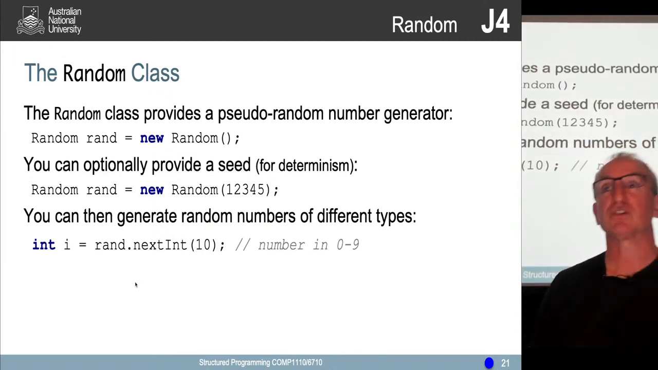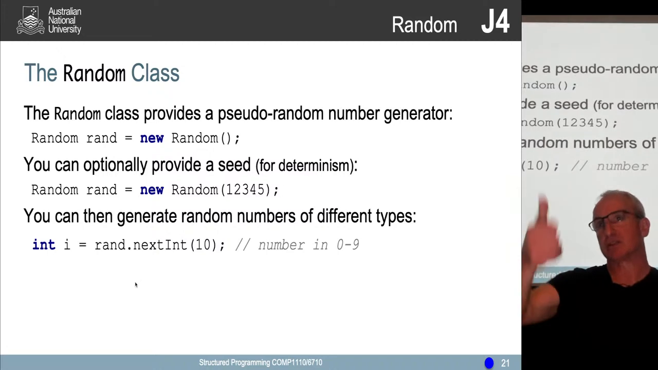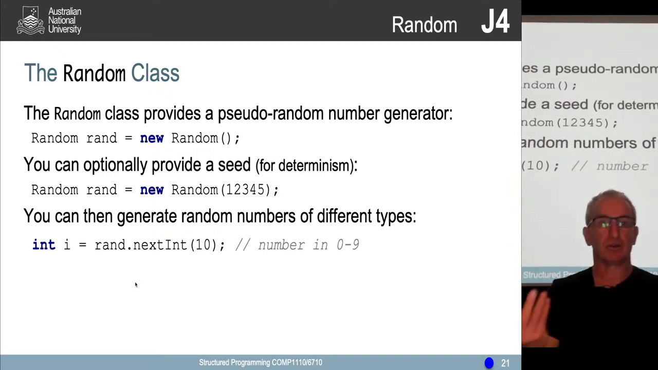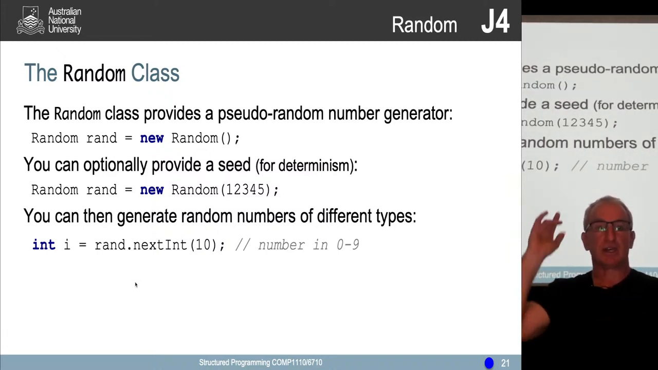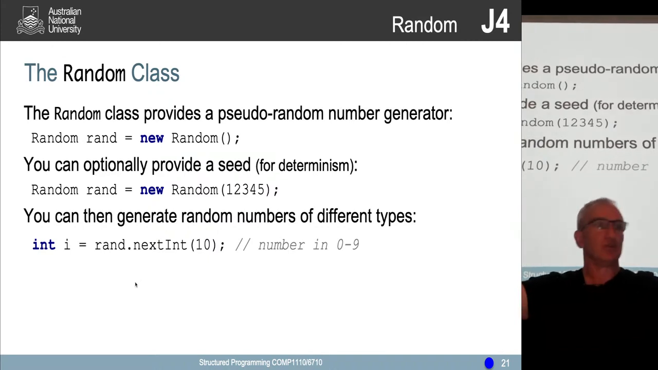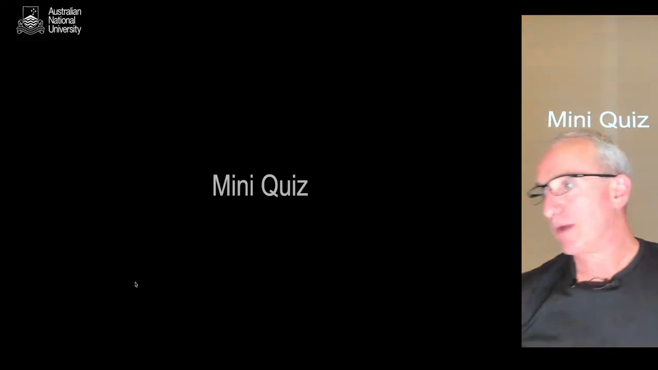Okay? And you can generate different types. You can generate ints, you can generate booleans. Booleans like a coin toss. You could use an int here, and in that example there, we see it becoming in a range between 0 and 9. You could use 0 to 5 inclusive, and add 1 to it, and you've suddenly got yourself a die, right?